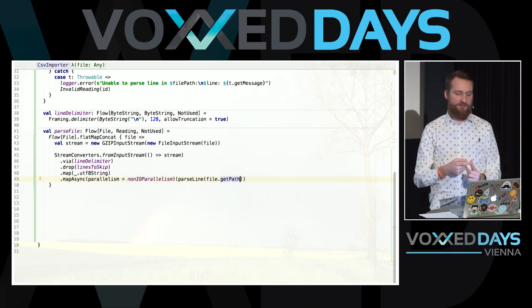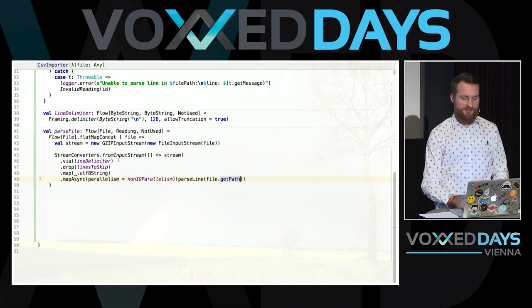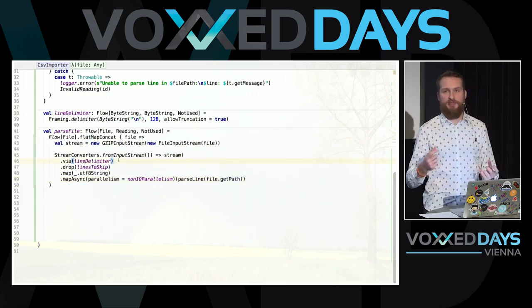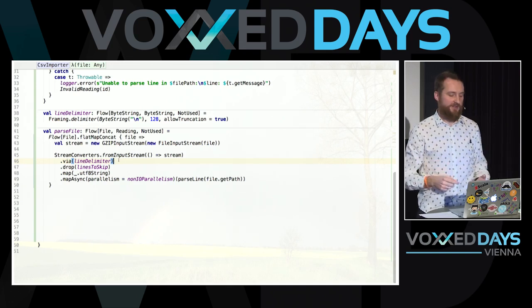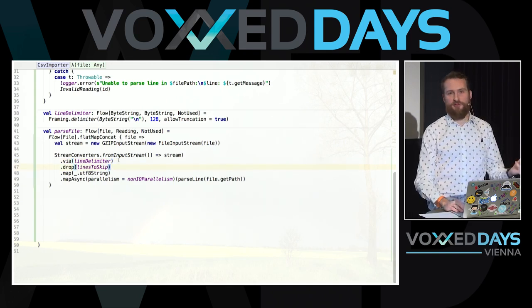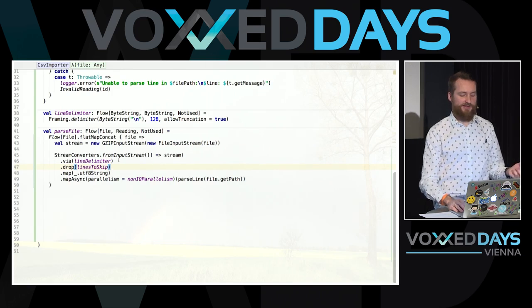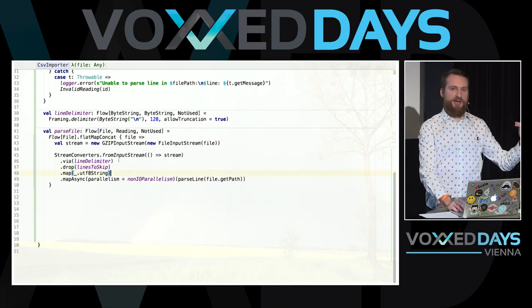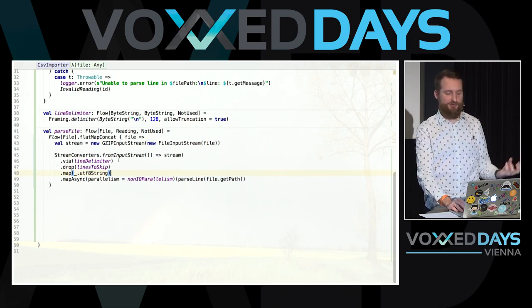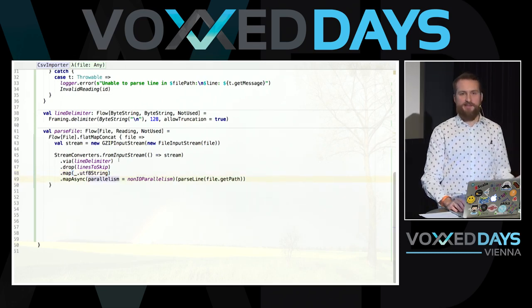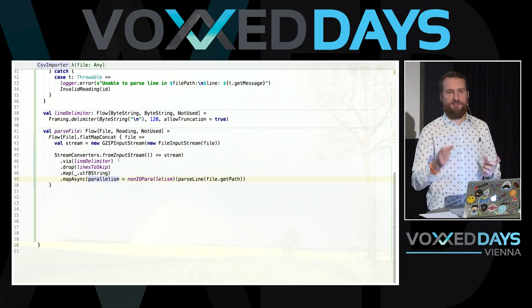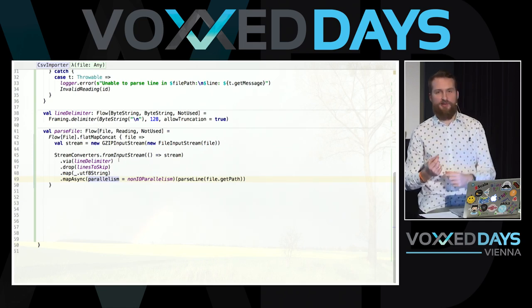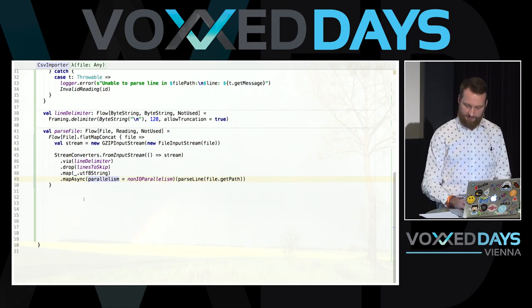Once again, for every file, first we're applying our line delimiter to split the byte stream by new line characters. Then we drop the configured number of lines, for example, the single one, which is a header. Then we convert every line, which is now a byte string, to a normal string that we want to work with. And then in an async fashion, we convert every string to a reading. Here we use the parse line method we defined at the very beginning.